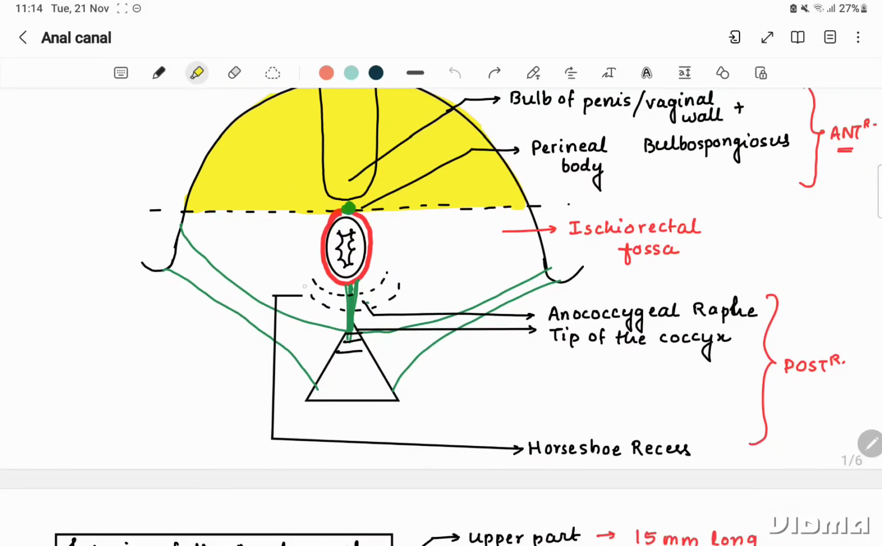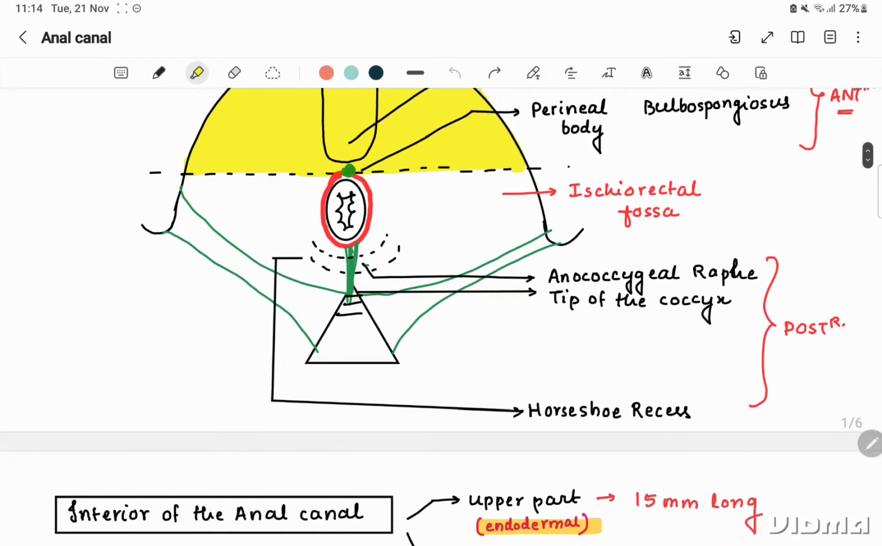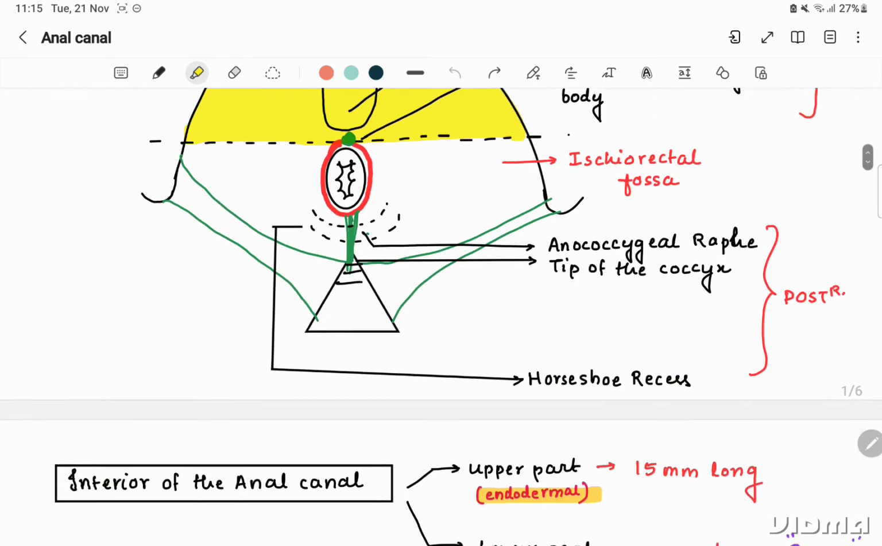there's a raphe called the anorectal raphe. This is the anorectal raphe, and the tip of the coccyx. These both things are forming a recess. This recess is called the horseshoe recess. We discussed this horseshoe recess, remember? Yes, a horseshoe shaped recess that was being formed here in the pelvis.